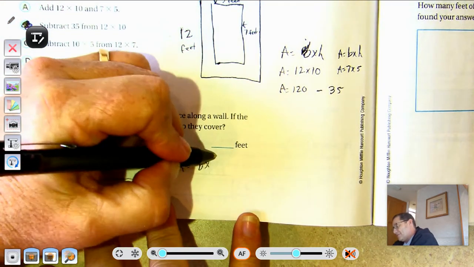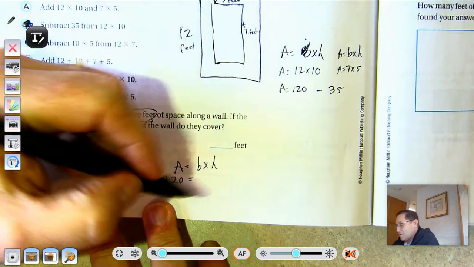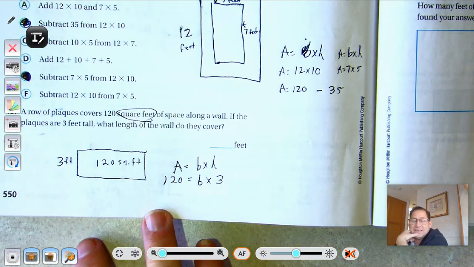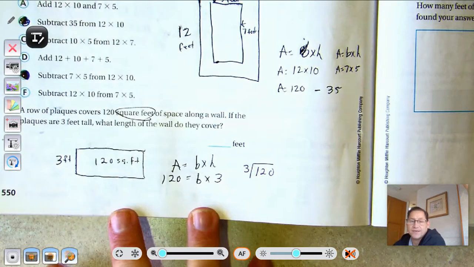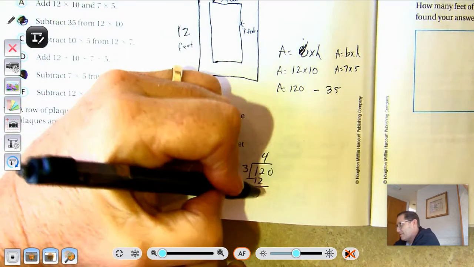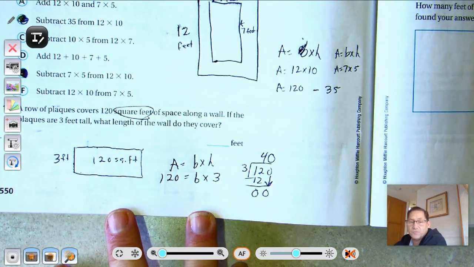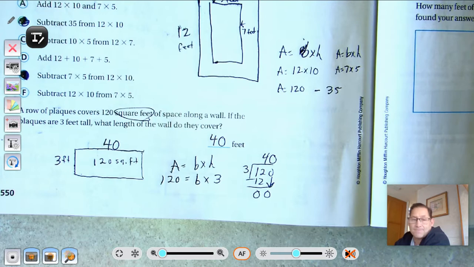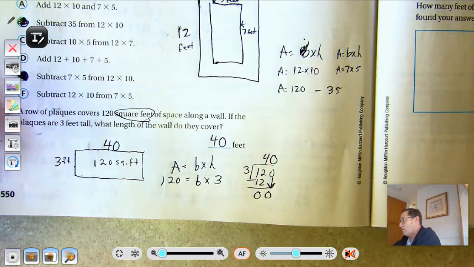So area equals base times height. They told me the area, 120. We can assume we're trying to find the base. It doesn't matter. So 3 times something is 120. Well, that's the same as saying 120 divided by 3. 3 times 4 is 12. Subtract, we get nothing left. We still have to bring down the 0 ones to show that we can't put any ones in any of the groups. So we have 40. We have a length of 40 feet. And 40 times 3 is 120. So that checks. All right, 14.